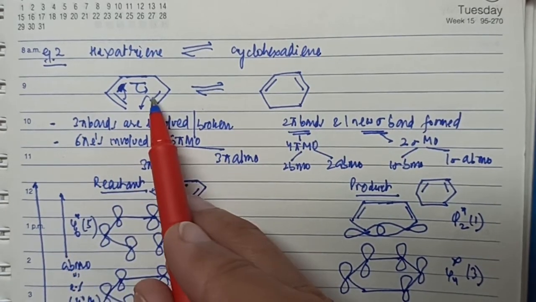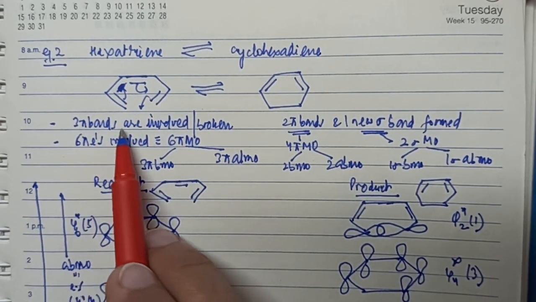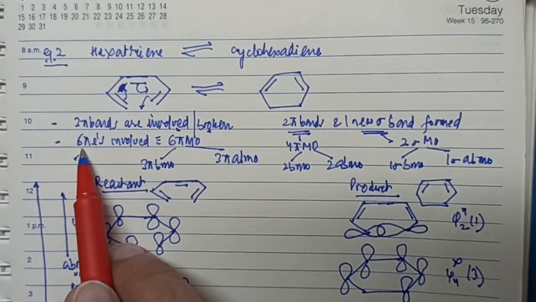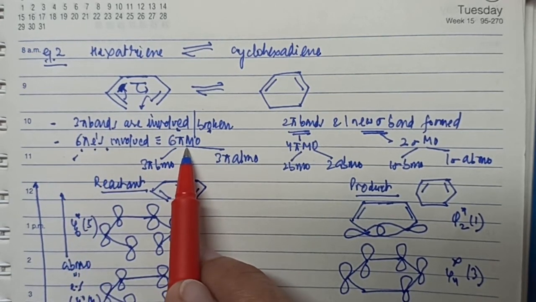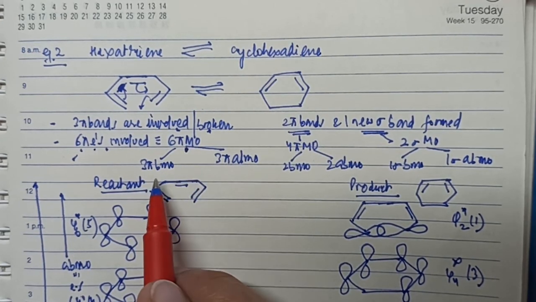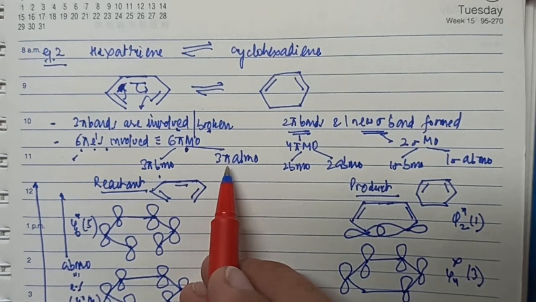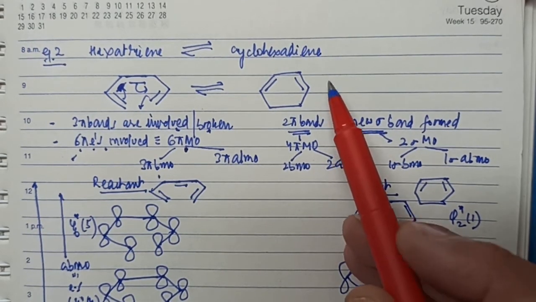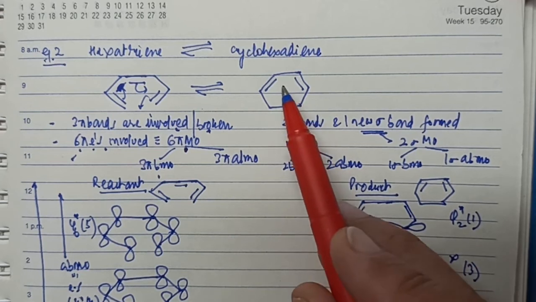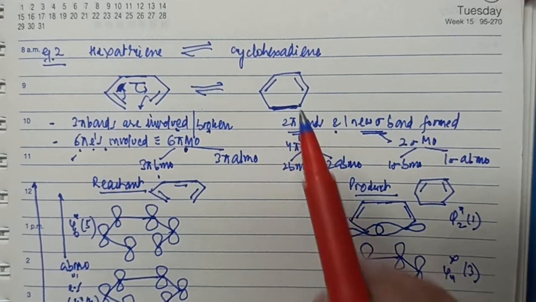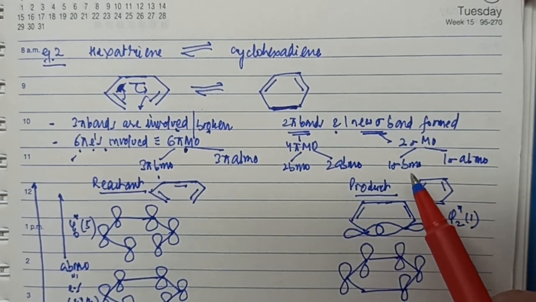As you can see, these 3 pi bonds are involved, or they are broken, and these 3 pi bonds correspond to 6 pi electrons. That means 6 pi molecular orbitals are involved, out of which 3 will be bonding and 3 will be anti-bonding. And conversely, on the product side, which new bonds are formed? As you can see, 2 new pi bonds are formed and 1 new sigma bond is formed. So these are the 3 bonds which are formed.